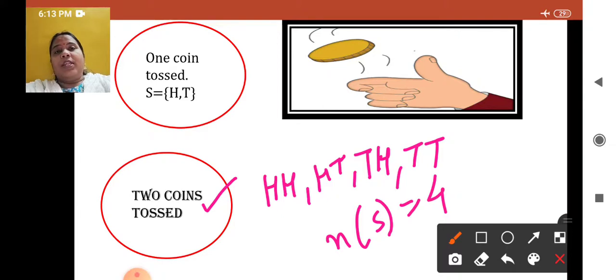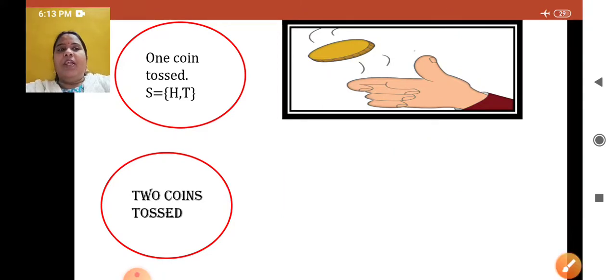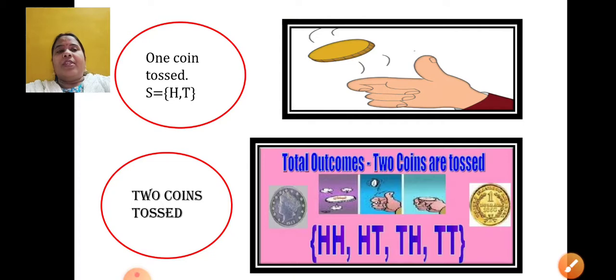I hope you are understanding it. All these things we have already done. Let us quickly revise it. See this, the sample space or the total outcomes when 2 coins are tossed is HH, HT, TH and TT. Yes, so like this there will be 4 elements. n of s will be equal to 4. Right? Okay. Then we have also learned about 3 coins tossed together.